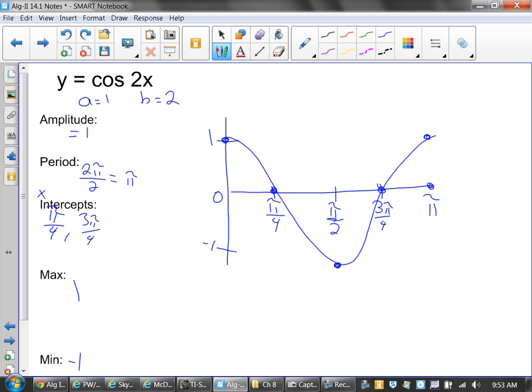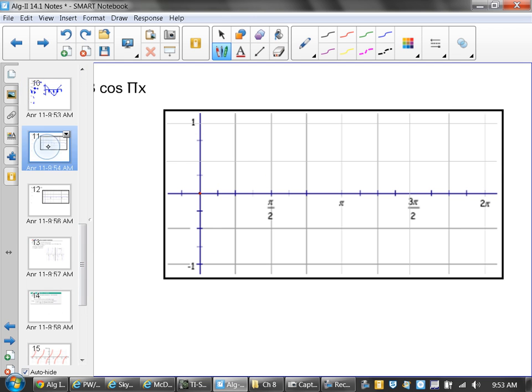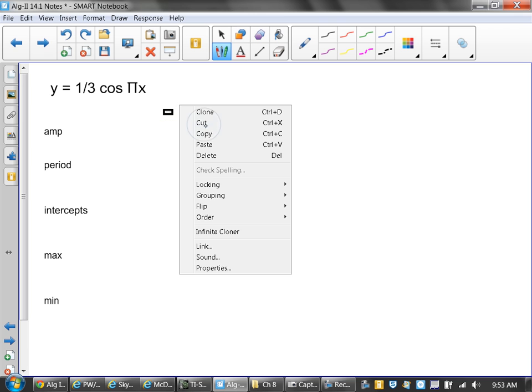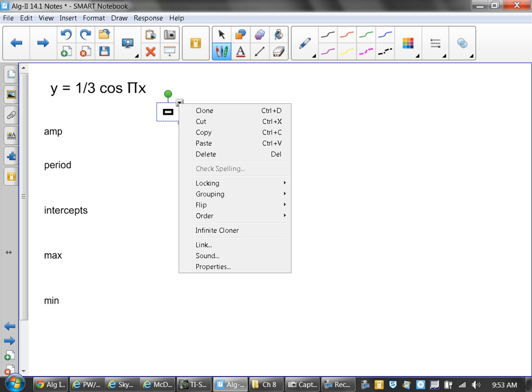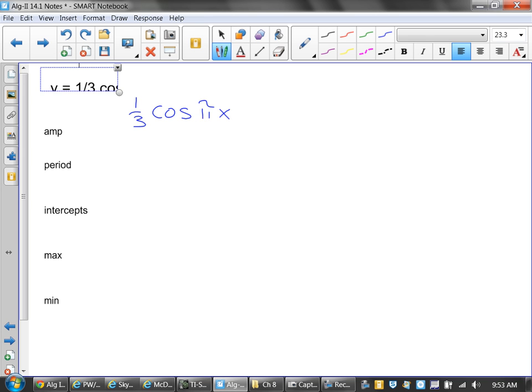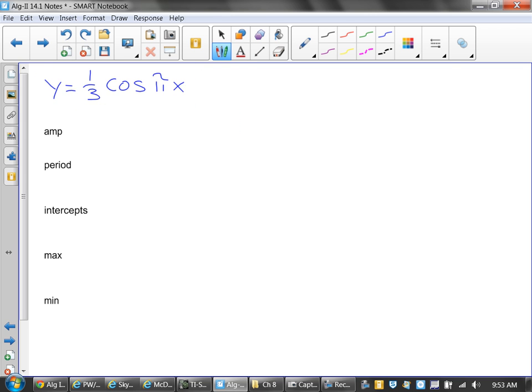Let's put one of them together that has both. I tried my best to draw this or write it out. It doesn't work. So this is 1/3 cosine of pi times x. Let's make this weird. 1/3 cosine of pi times x.